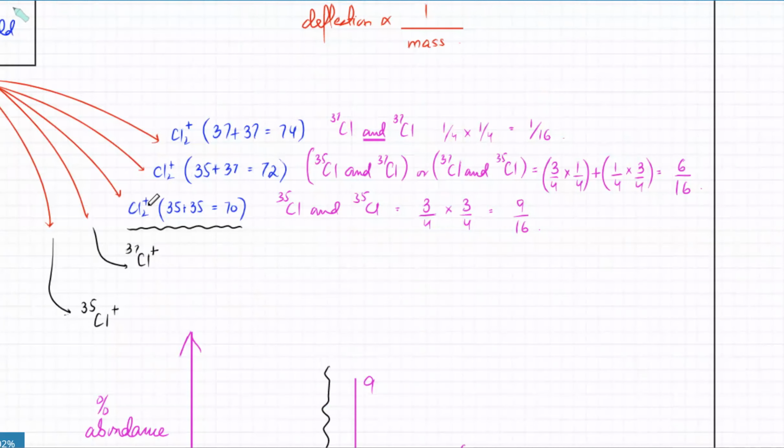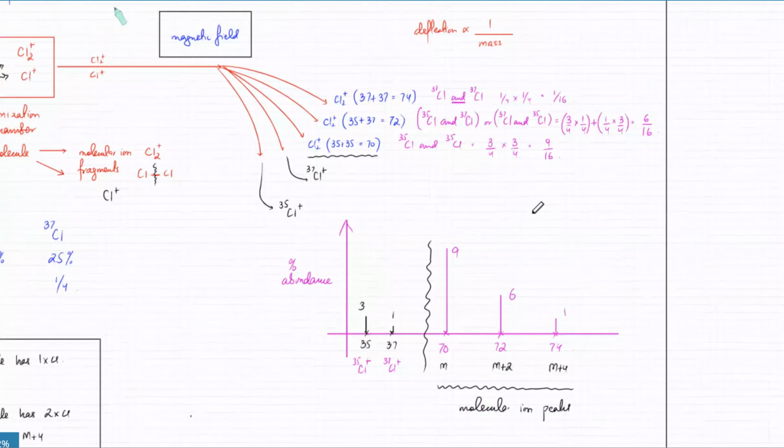And the last one was that you could have a lighter version of Cl2 plus 1 as well, which is that both Cl atoms have a mass of 35. And that will give you a molecular ion with a mass of 70. So it's going to be deflected a bit more compared to the other two. So both Cl35 and Cl35, the probability is 3/4 times 3/4. That comes out to be 9/16.